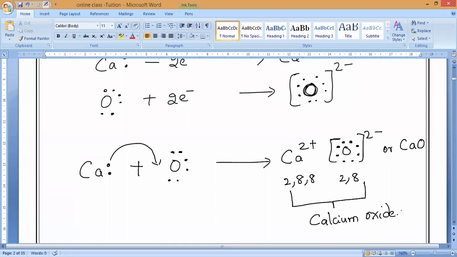Put the dot anywhere, sir. Ask your doubt clearly. Sir, we can put it anywhere. Anywhere you can keep it, but it should be filled over the electron shells. That's all. Understand?